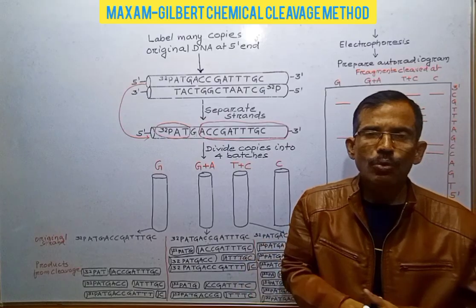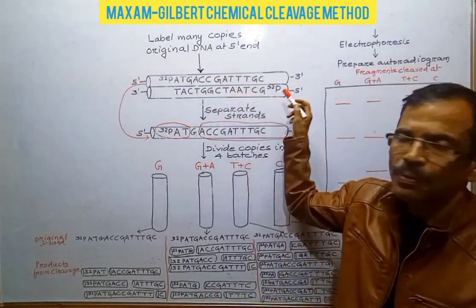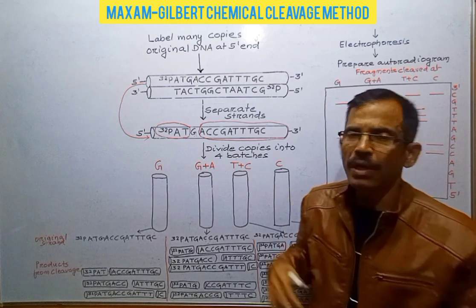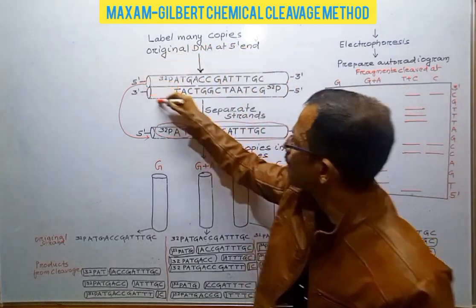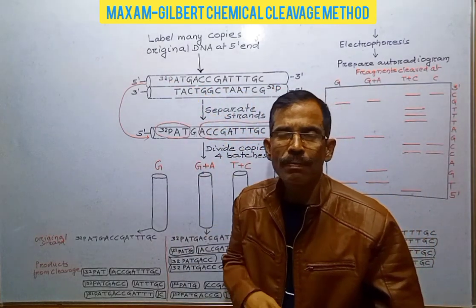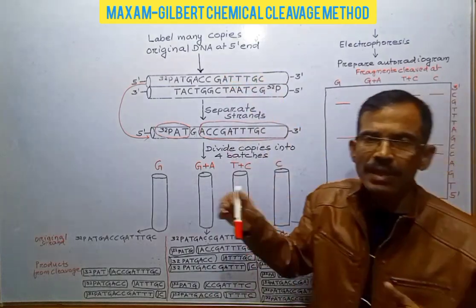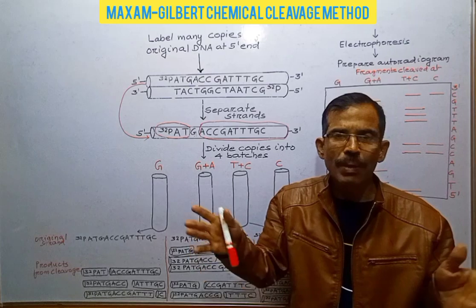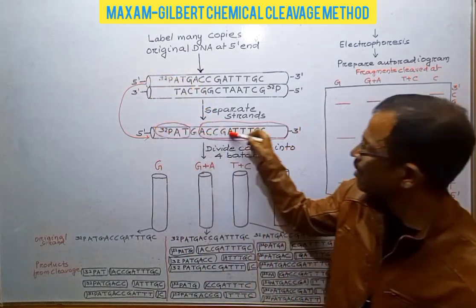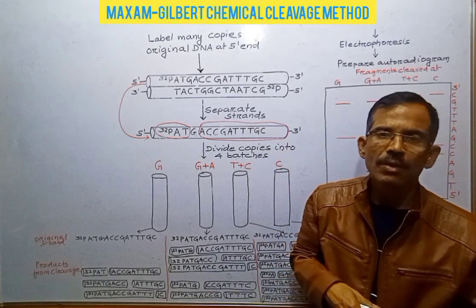For example, we want to determine the sequence of this double-stranded DNA. After obtaining a large number of copies by cloning, all such copies are radiolabeled at the 5' end by using phosphorus 32. After radiolabeling, the two strands are separated, then they are sequenced separately. Now we shall see how the single-stranded DNA is sequenced by the chemical cleavage method.